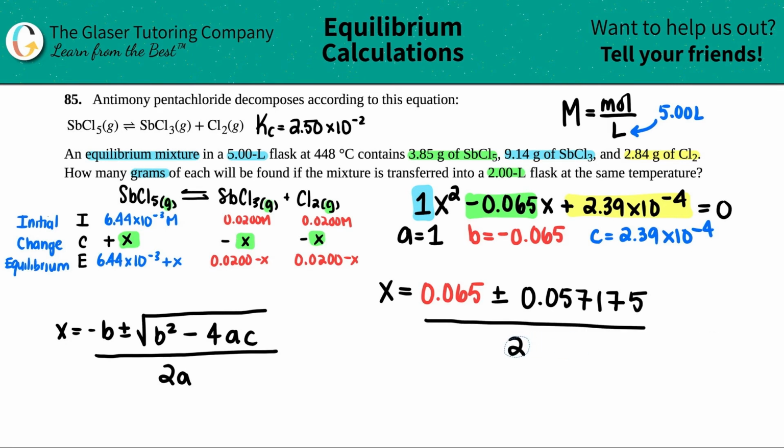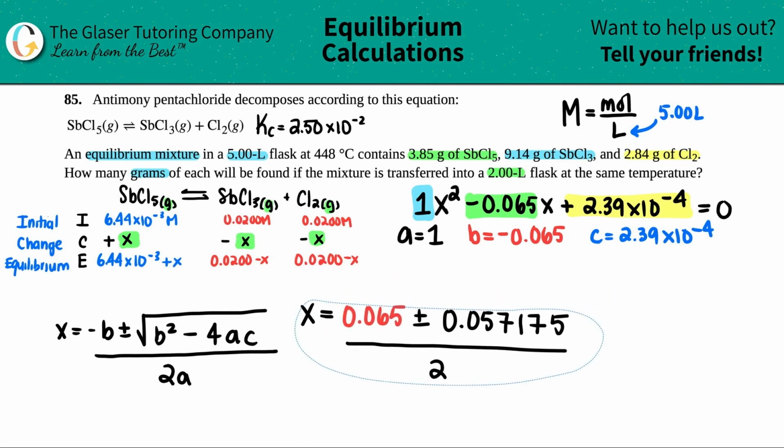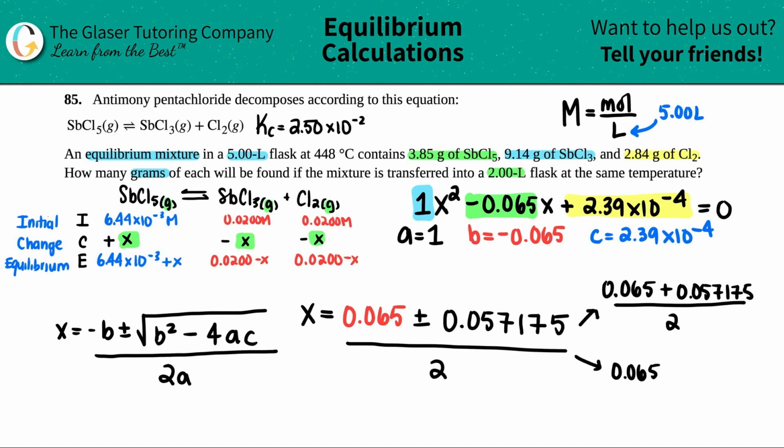Let's bring this 2 under here. And I'm just going to scooch this over because at this moment now, we have to divide the formula. Our x value can have 2 answers because one is going to be the positive and one's going to be the negative. So in this case, I could have 0.065 plus 0.057175 all divided by 2. And then I could have the 0.065 minus the 0.057175, and that's all divided by 2. So let's get those 2 answers. X equals, and then x equals.